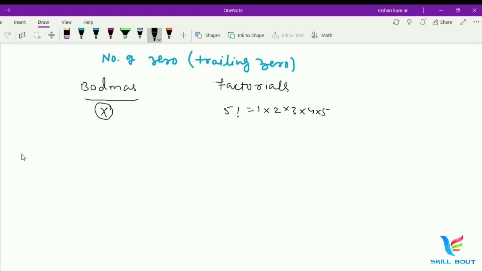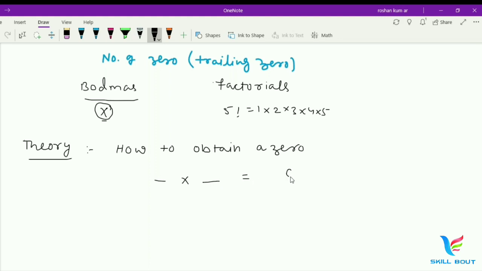So this is the basic for your understanding. Now, what is the theory in this one, sir? In this one also, there is only one line of theory which you need to understand. You are counting something called the number of zeros. So think in your mind how you can obtain a zero, especially when you are multiplying certain numbers. How to obtain a zero? Which two numbers, when multiplied, will produce zero at the end? Which all numbers will multiply together?